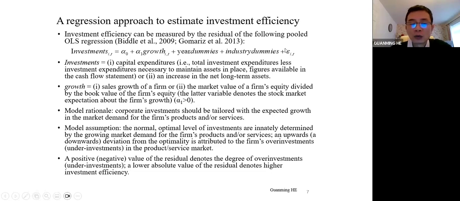Conversely, if we find that this residue is negative and significant, then the companies are likely to underinvest in the product market. So put in another way, if the residue is of smaller value, then holding all else constant, the company will have a high investment efficiency. And this model is proposed by Biddle et al. 2009, and this paper is published at the Journal of Accounting and Economics. And this model is subsequently used by a range of empirical studies on the investment efficiency.